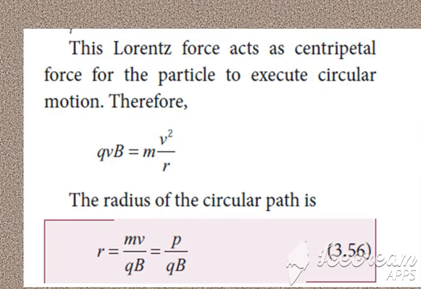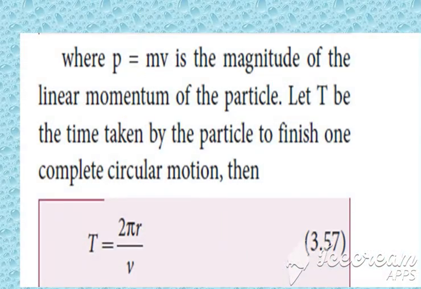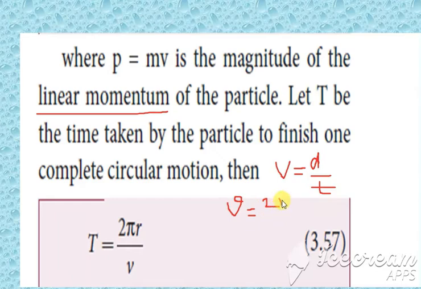So we are writing here P is equal to m into v, since P is a linear momentum. Now we are going to take the formula for time taken. Before taking the formula for time taken, what is the formula for velocity? Velocity is given by distance divided by time taken. Now write this velocity as v, and the distance I am writing as the circumference of the circle. So we get 2 pi into r divided by time taken. I'm going to write it as capital T.